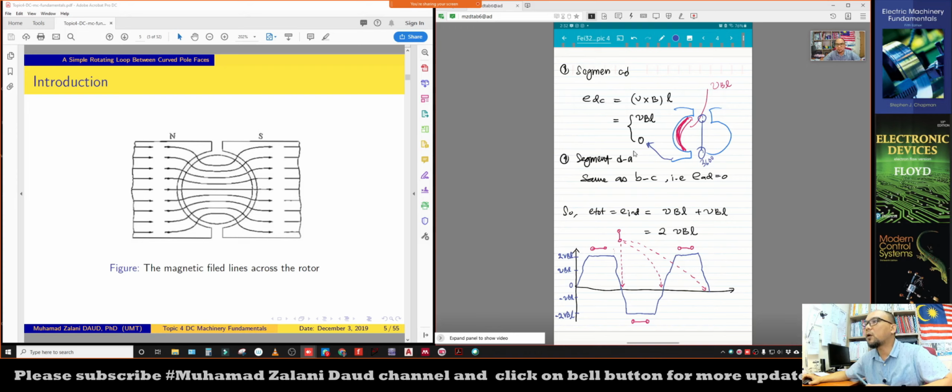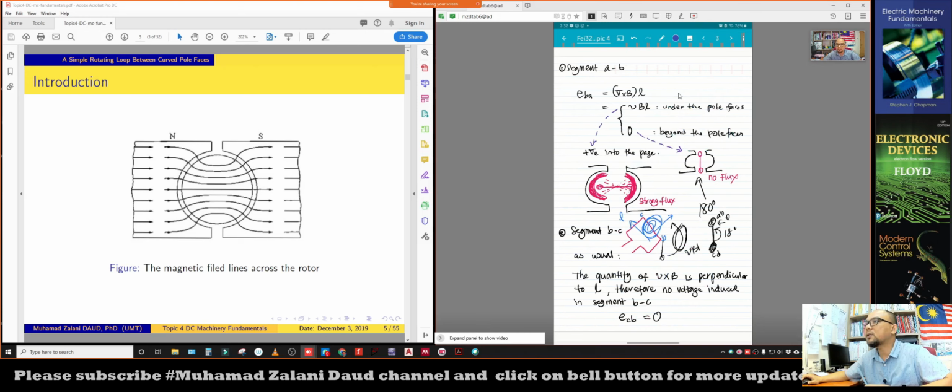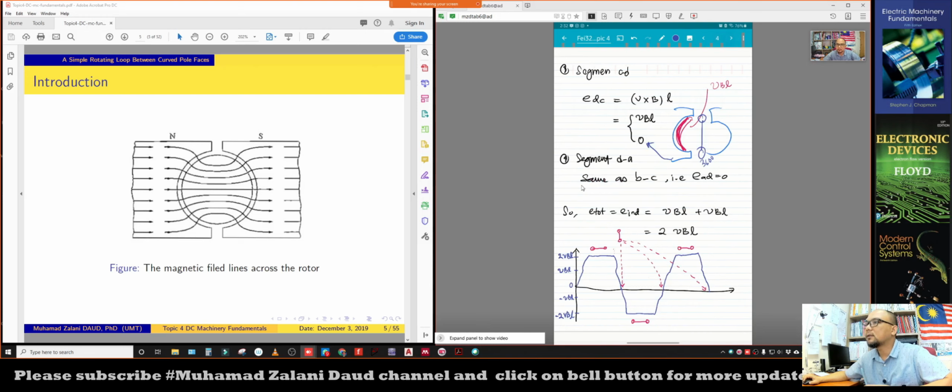So similarly for segment DA, which is similar to segment BC, of course, there will be no voltage induced also, all right? So let me just redraw it again. As you can see, segment DA, which is this segment, D to A, is also 0 voltage, no voltage induced. So segment DA has no voltage induced.